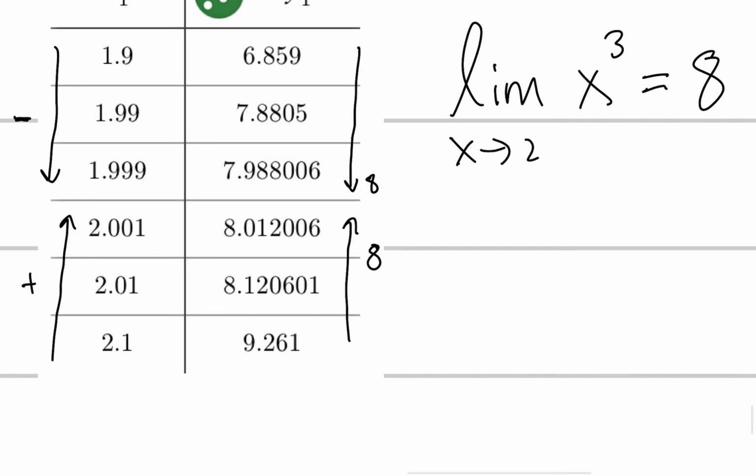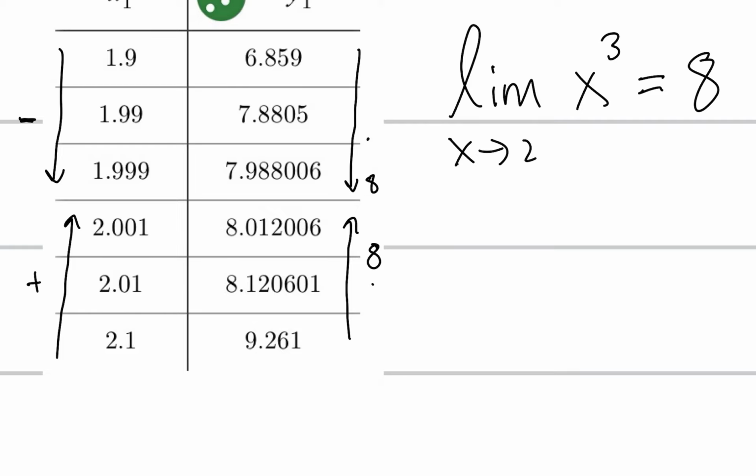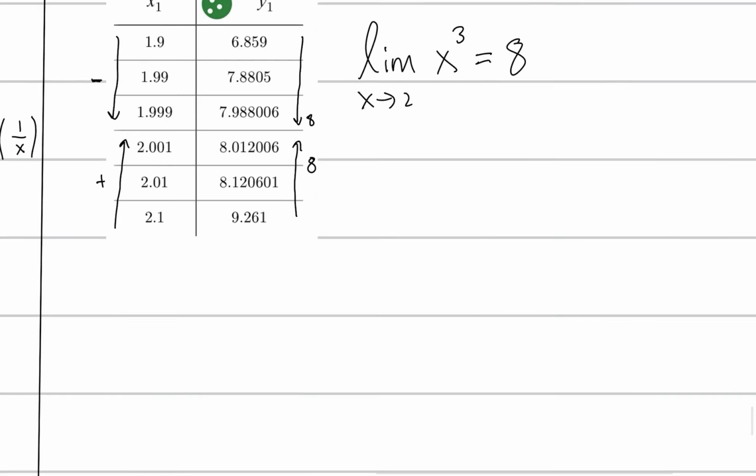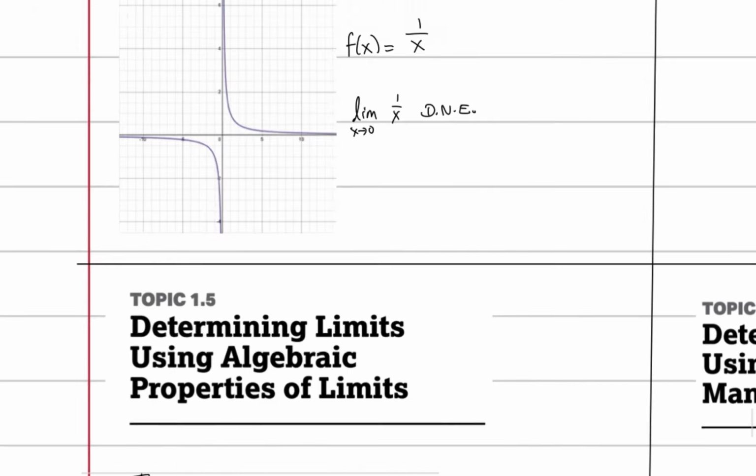This one, I wouldn't say it's too hard, but if we have that the side limits don't match, where we have a different value here than there, that's when we could say that the limit does not exist.